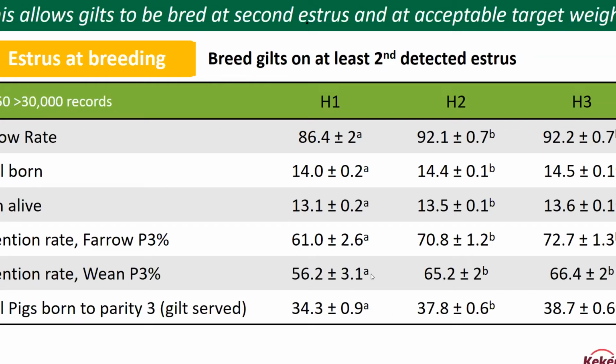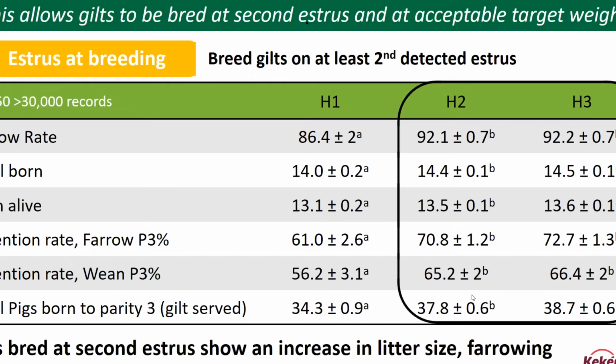Those gilts bred at first heat had lower retention rates, and they also had fewer pigs born than those bred at second or third heat. So I really want to emphasize the need to implement a good gilt management system so you can identify first estrus and make sure gilts are bred at second heat.